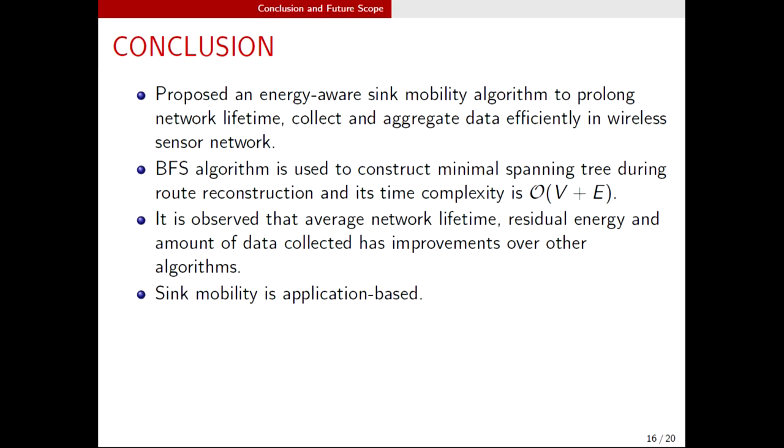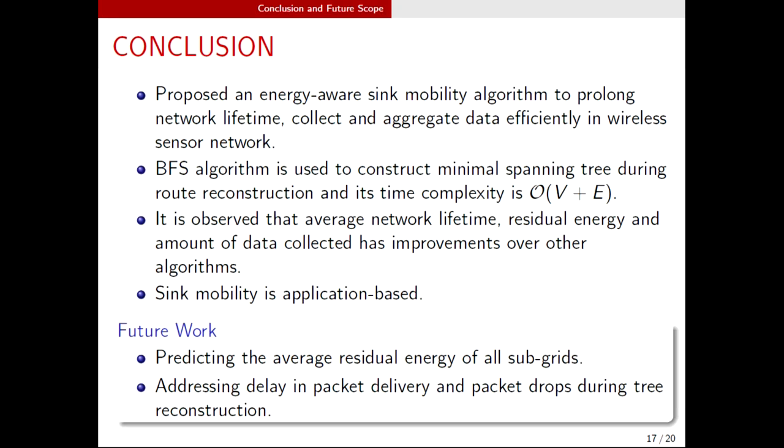To conclude again, sink mobility is always application specific. If the application demands sink mobility, then these kinds of algorithms can be applied. Future work: this basic idea of moving from one subgrid to another is a very simple approach, but in future work, we have already extended this work to predicting the average residual energy of all the subgrids in the network.